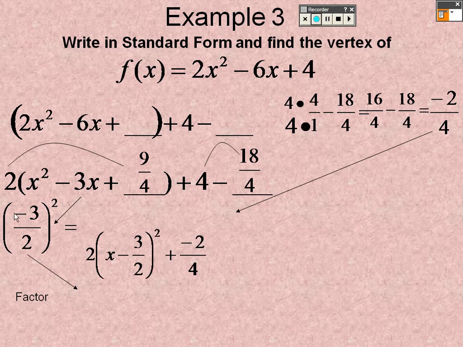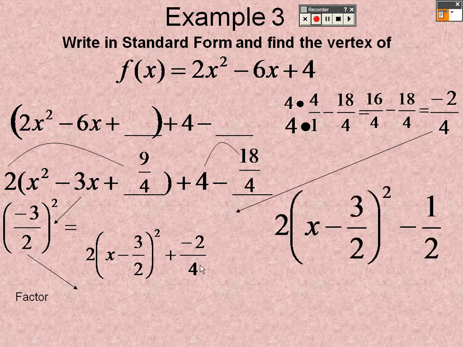So, like I said, this is your factor. This is x minus 3 over 2 and x minus 3 over 2, which means it's x minus 3 over 2 squared because you have 2 of them. That 2 is out in front, so I put that 2 out in front. And when I combine those together, I get negative 2/4, which, remember, simplifies to negative 1/2. And there is your standard form.